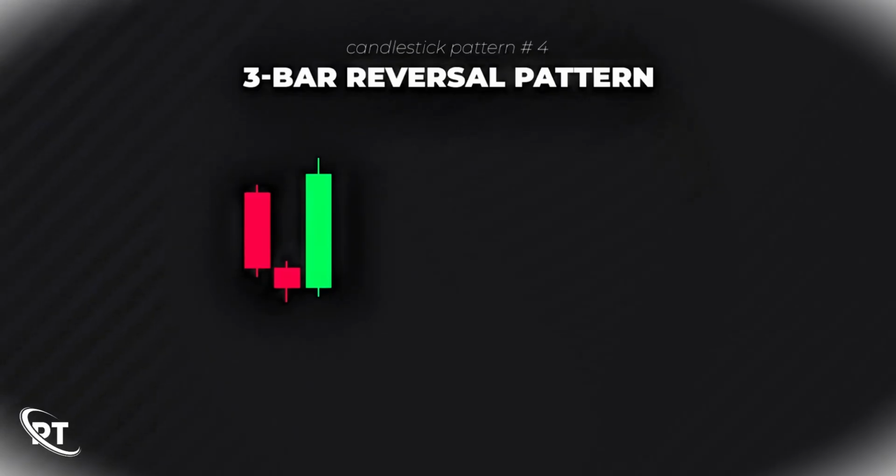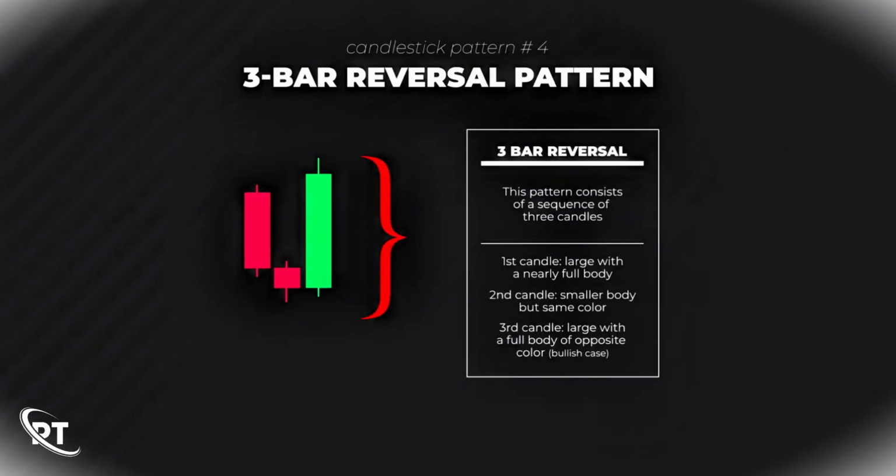Moving on to pattern number 4, which is the 3-bar reversal pattern. This pattern consists of a sequence of 3 candles. The first candle is large with a nearly full body. The second candle is smaller, has the same color as the first, and has a small body. The third candle is a large, full-bodied candle of the opposite color to the first two.